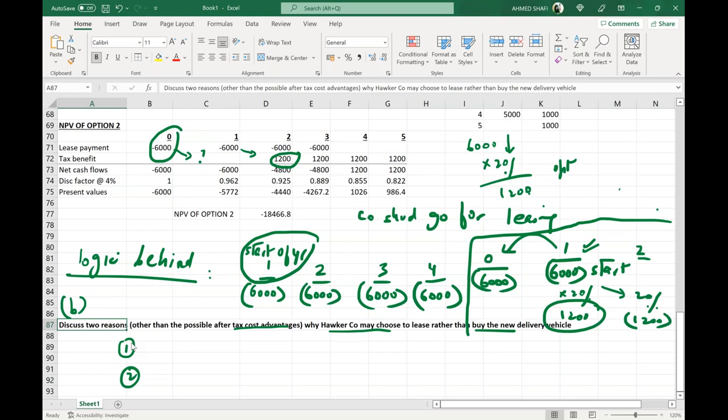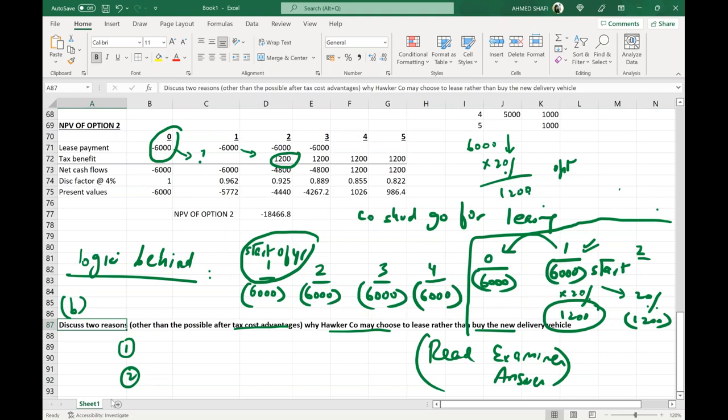So, two reasons. Obviously, I will just write the reasons and elaborate them, and you can elaborate on your own and read the examiner answer. People are asking, where is the examiner answer? You should know it's on the website. So discuss two reasons other than after-tax cost advantages. No need to mention cost advantages, that leasing is cheaper. Other than cost advantages, two reasons why we choose to lease rather than buy.